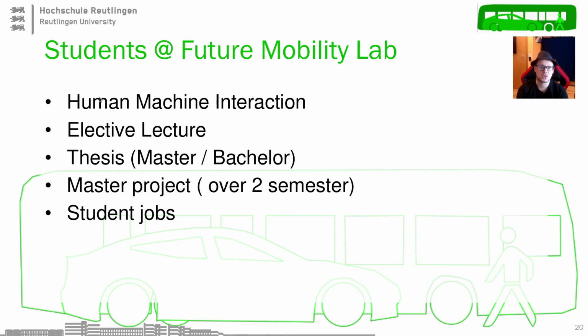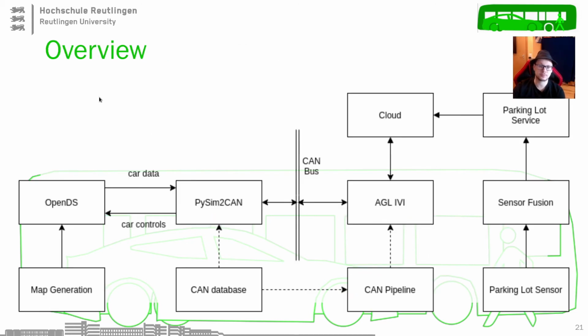In the first semester we are working on the concept, and in the second semester we will do the implementation. And you could do student jobs at the lab. Here you see an overview over the topics we are working at the moment. So on the left side you see OpenDS, and for that we are working currently on a tool that generates maps for the driving simulation. So you choose a part in a map and then you could drive on that place.